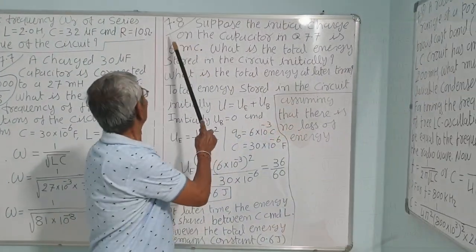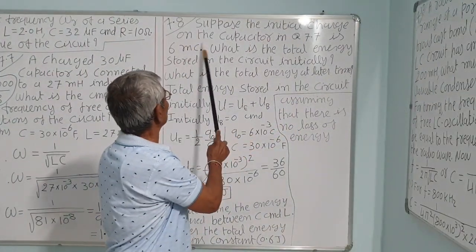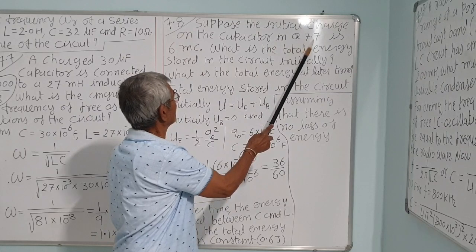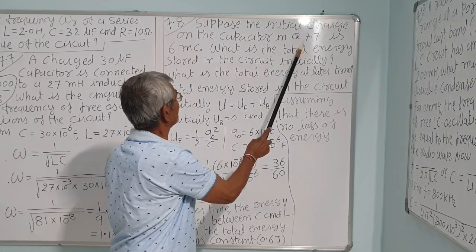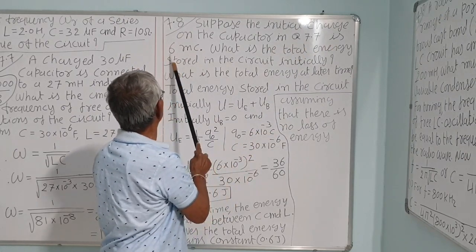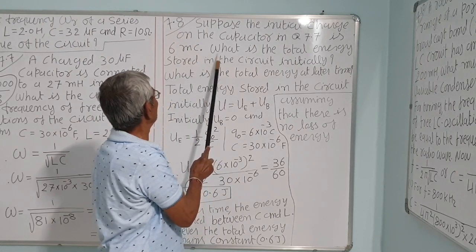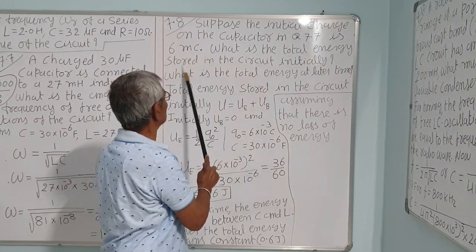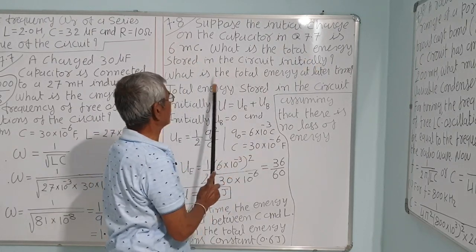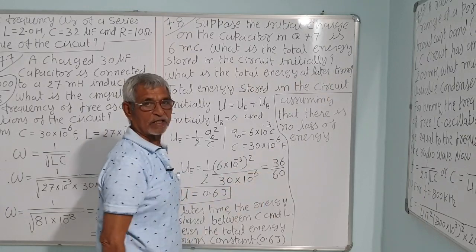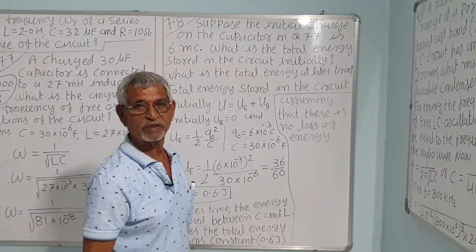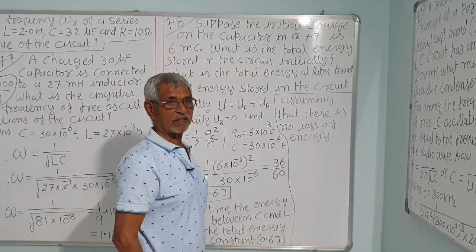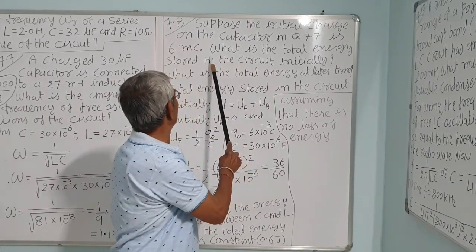3 radian. 7.8. Suppose the initial charge on the capacitor in the earlier question 7.7 is 6 millicoulomb. What is the total energy stored in the circuit initially, and what is the total energy at a later time? We know that the total energy remains constant, that is, the capacitor is charged fully, correct?